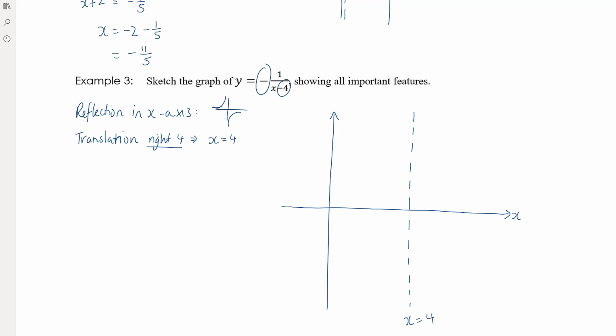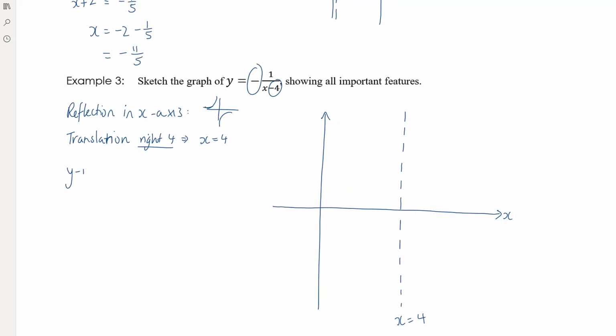We've reflected the graph in the x-axis, so it is going to go this way here. So we're not going to cross the x-axis, it's still the asymptote. We are, however, going to have a y-intercept, so we need to calculate that point. Okay, so the y-intercept, we let x equal 0, so negative 1 over negative 4, and so we've got positive 1/4. Alright, so we can just draw in our shape and then label that point with a quarter.